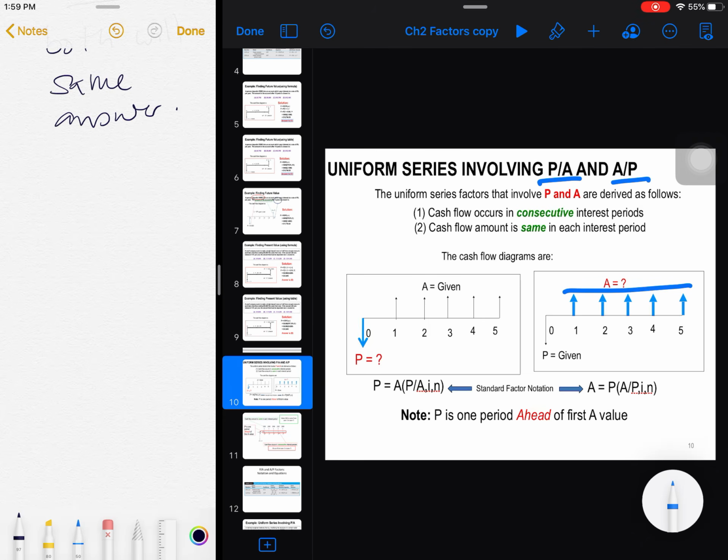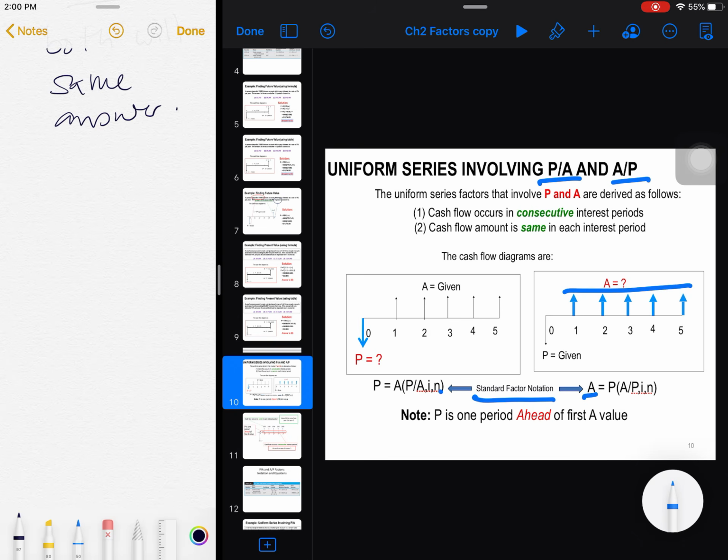What does it mean by consecutive? It is repetitively one after another. There's no lagging. Okay, it's the same for number 1, 2, 3, 4, 5, the same value. That's what consecutive means. Okay, the standard notation for the equations are P equals A (P/A, i, N), or if you want to find A, it is A equals P (A/P, i, N).